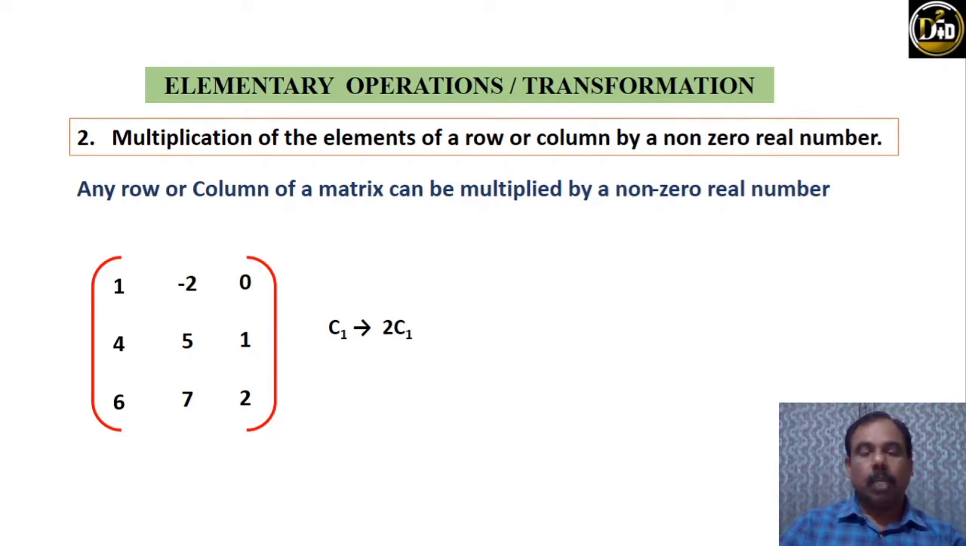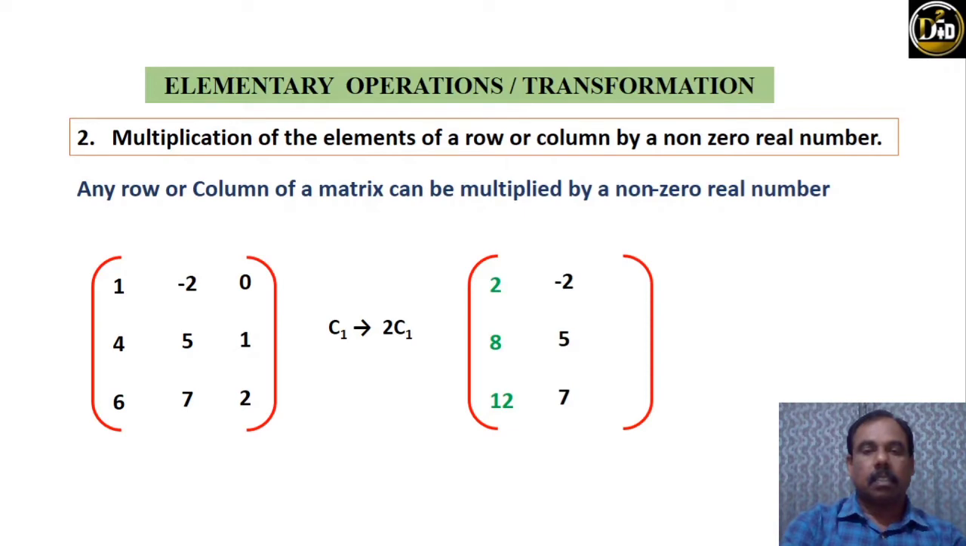That means we are going to get a new matrix in which the elements of the first column are twice the elements of the first column of the given matrix. The first column of the given matrix is 1, 4, 6, whereas the first column of the new matrix is 2, 8, 12, which is twice the elements of the first column of the given matrix. The second and the third column remain unchanged. So we performed an operation C1 implies 2 times of C1.